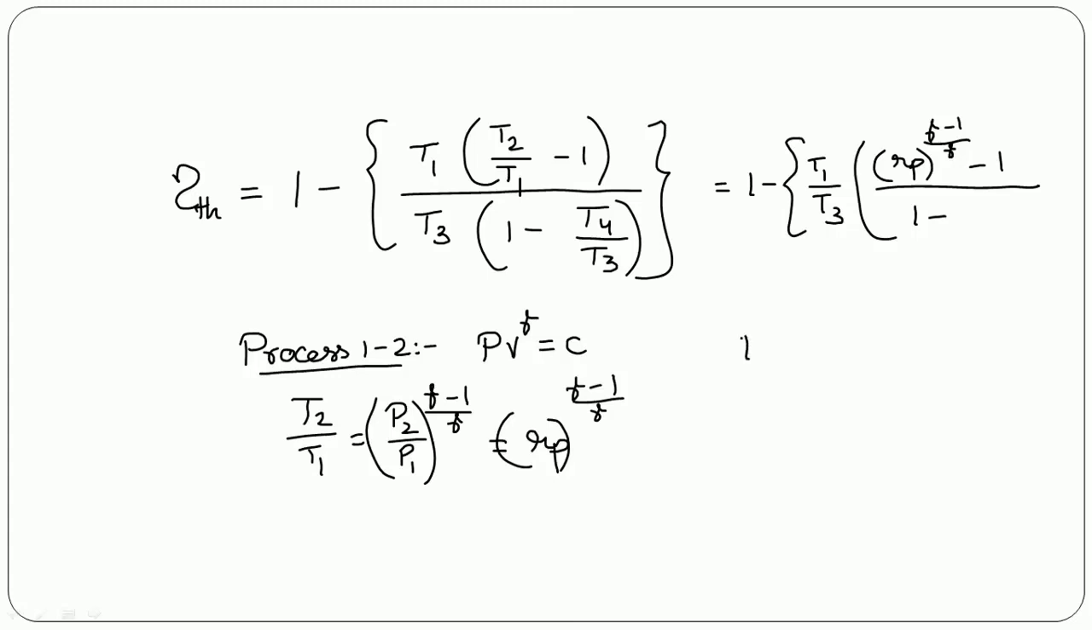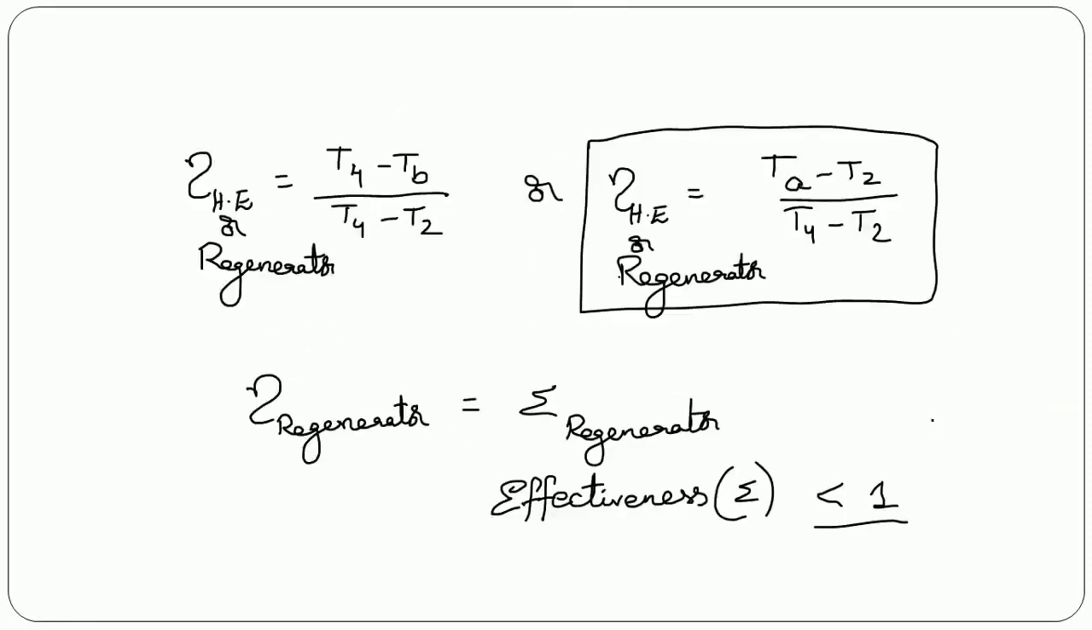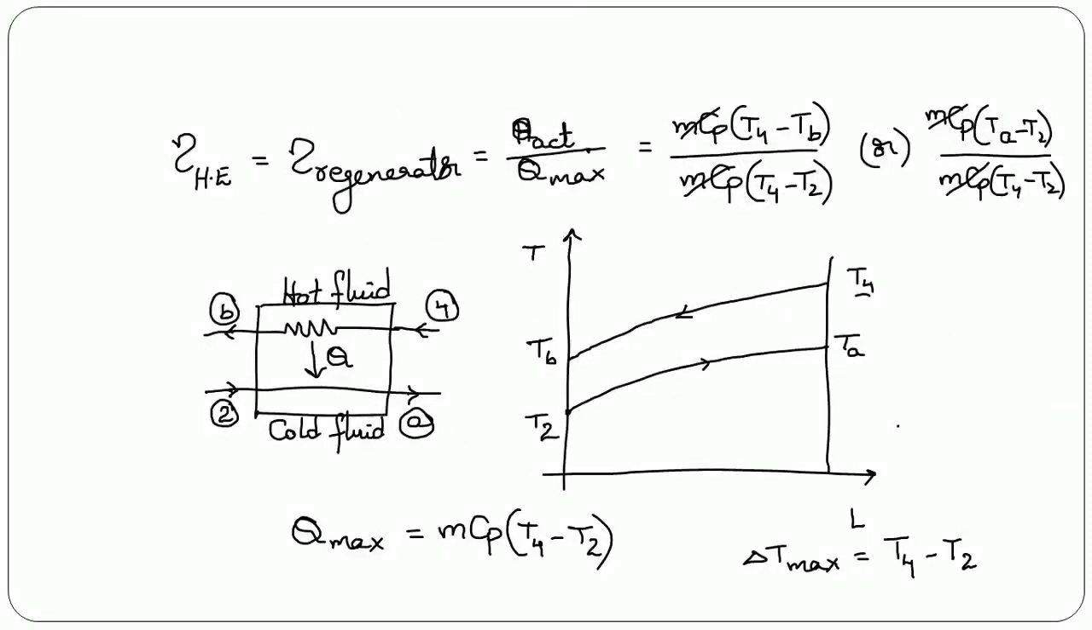So let us go for process 3 to 4. Process 3 to 4 is isentropic expansion in the turbine. So PV to the power gamma equal to constant. From this we can write T3 by T4 is equal to (P3 by P4) to the power (gamma minus 1) by gamma. P3 by P4 is nothing but the pressure ratio, that is Rp to the power (gamma minus 1) by gamma. Try to understand how we have written these pressure ratios.